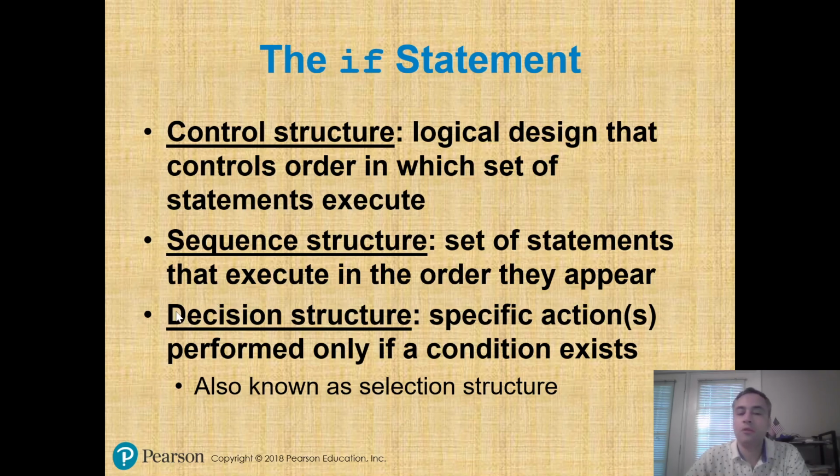Okay, so decision structure. Specific actions are performed only if a condition exists. So, for example, if it is cold outside, wear a coat. It can also be thought of as a selection structure, such as if it is a work day, go to work. If it is a weekend, then you can chill. So this is a decision structure, but it can also be described as an if-else structure.